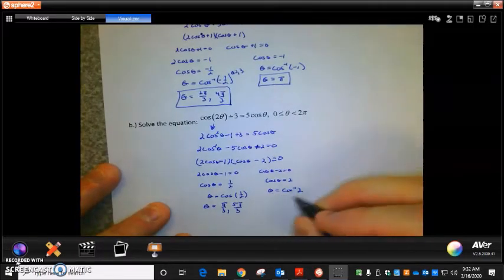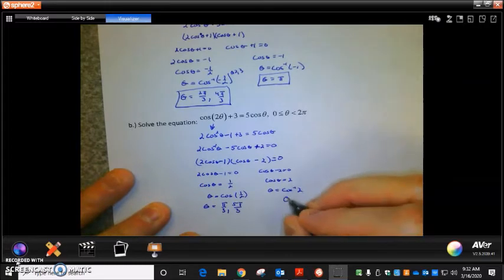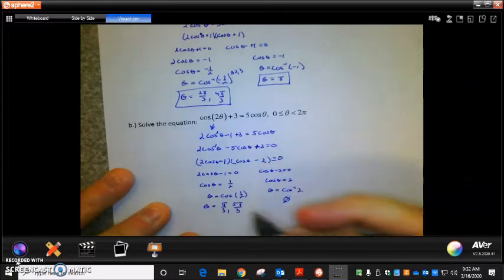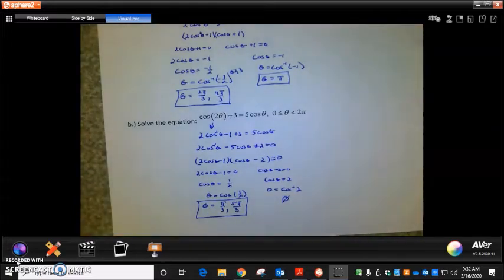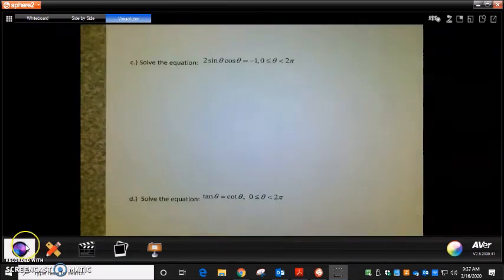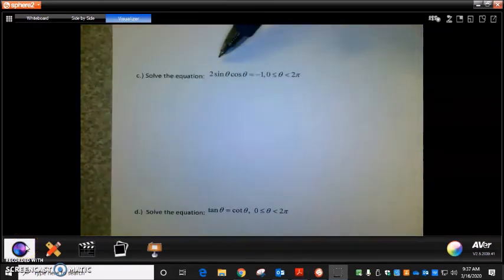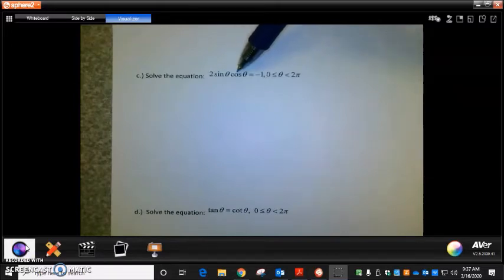So for this, there's no such angle. There's no solution to this part of the equation. That's okay. We've still got these 2 solutions over here, so there are solutions. There's just only 2. All right, let's take a look at the next example here. Now, on this one, I've got 2 sine times cosine equals negative 1.